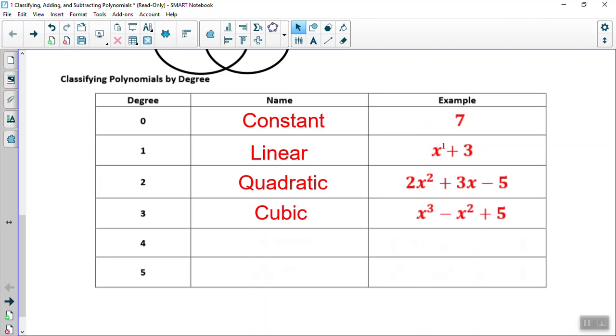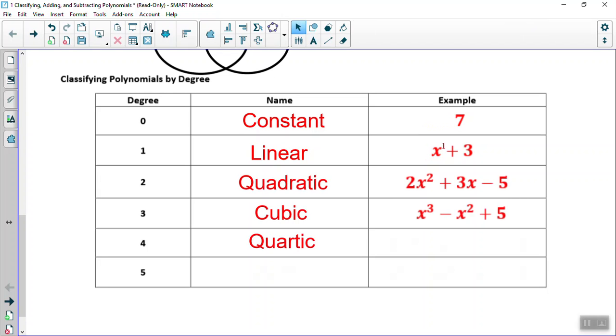So an example would be x cubed minus x squared plus 5. So again, we have that constant term with a degree of 0, the quadratic term with a degree of 2, and then the cubic term with a degree of 3. The degree of 3 is the biggest, so the whole polynomial falls under that classification of cubic.